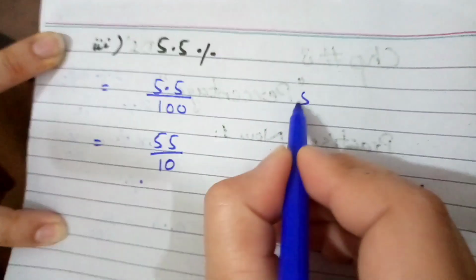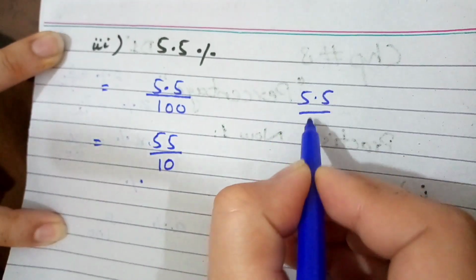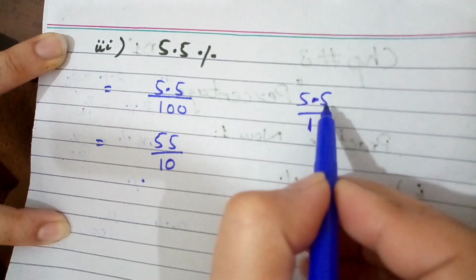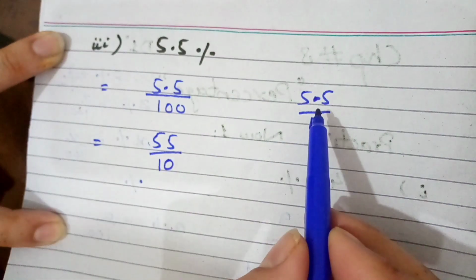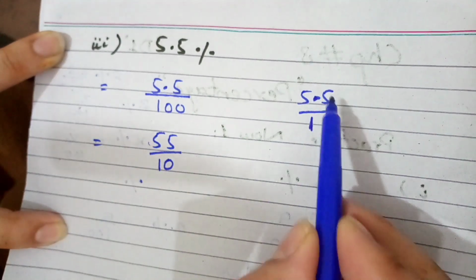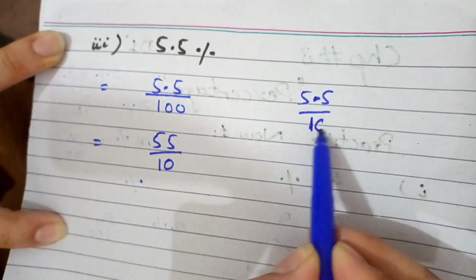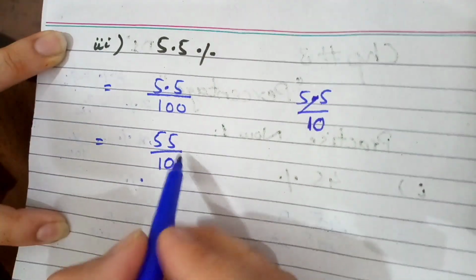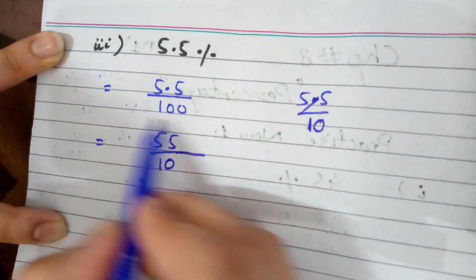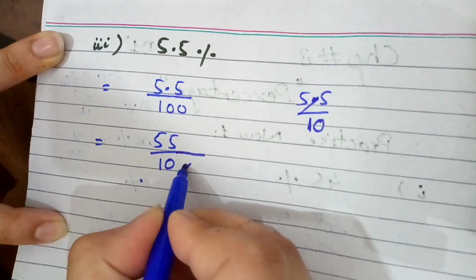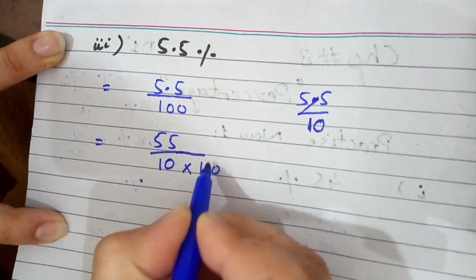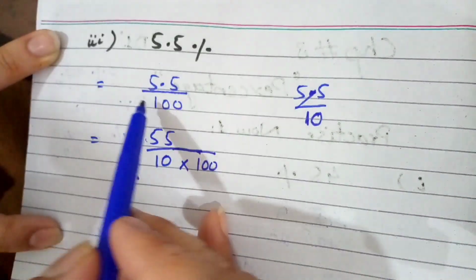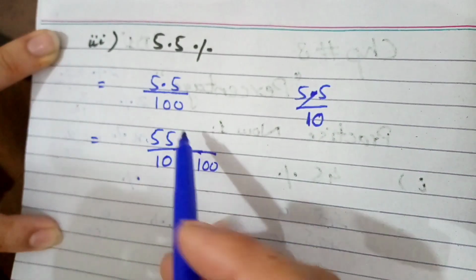It is just like 5.5 divided by, in place of the point we put 1 here, and how many digits do we have after the point? After the decimal we have only 1 digit, so we place 0 here, and this point will be removed. So that is 55 divided by 10. And we already have the denominator 100, so we write down this 100 too. Or if you want, you can directly divide 5.5 by 100.